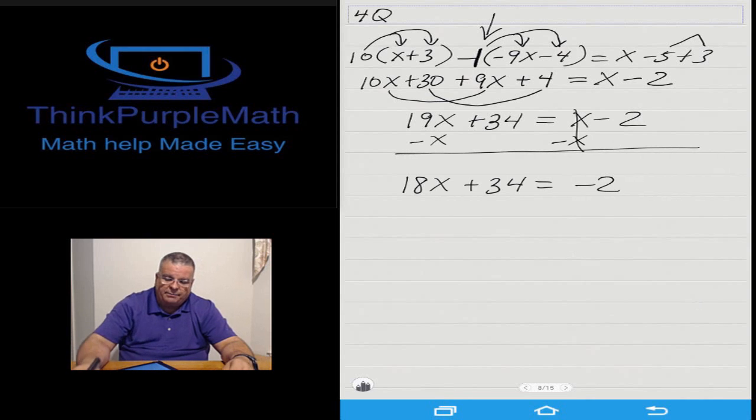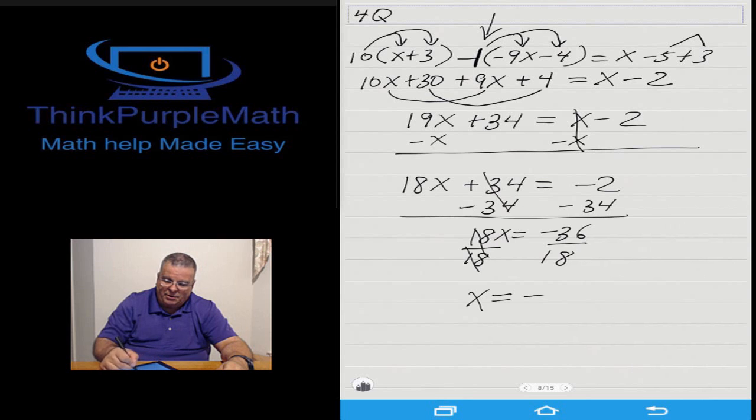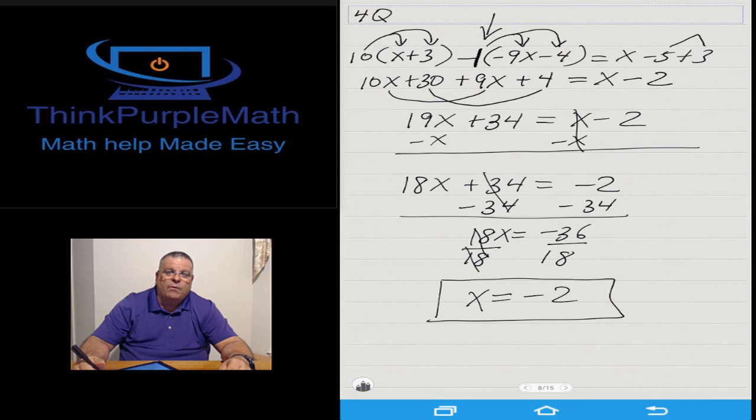So we're at this state. 18x plus 34 is equal to negative 2. Subtract 34 on each side. We have 18x is equal to negative 36. And 18 is a factor of 36, which makes this question nice. That means that x is equal to negative 2. Or final answer.